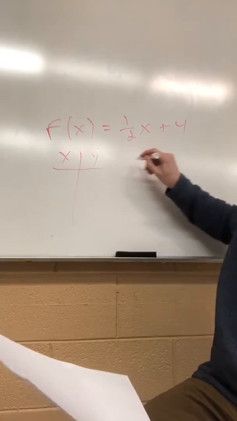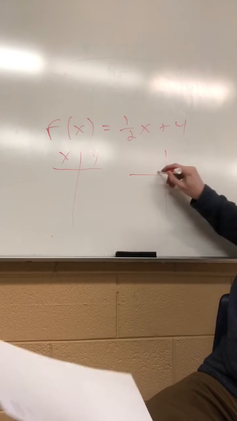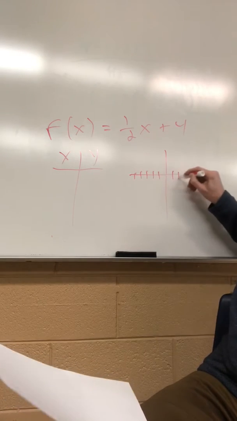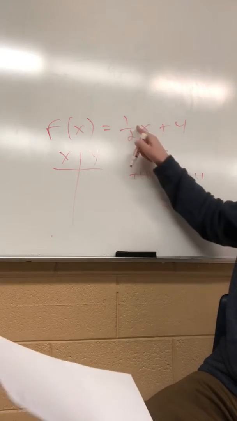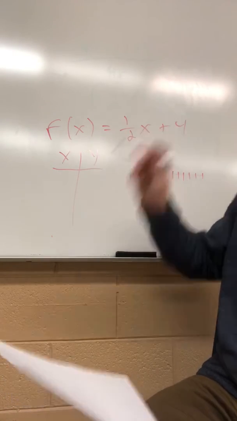Now this particular one, we have just x with no square root. It's not being squared. Nothing's being done to it. It's just x times a half plus 4.